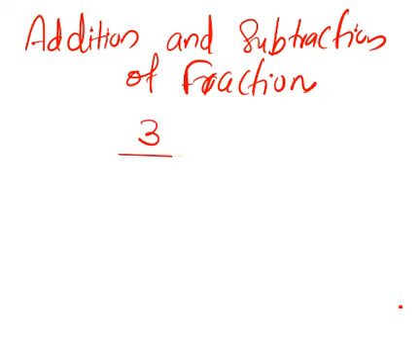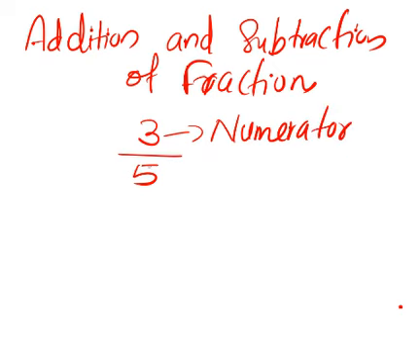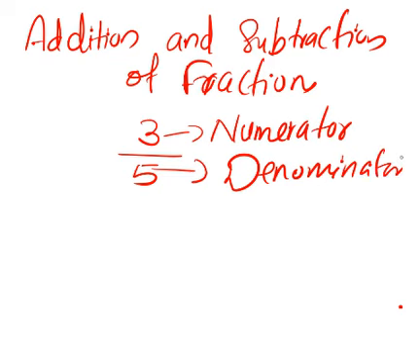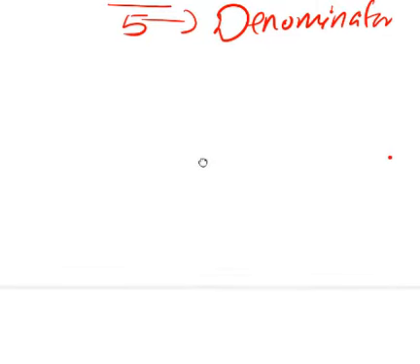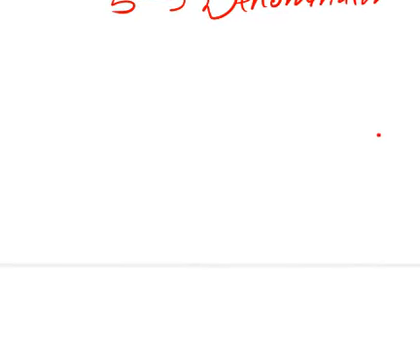For example, 3 over 5, this is a fraction. So the number above this line is known as the numerator and the number below this line is known as the denominator. Numerator and denominator.